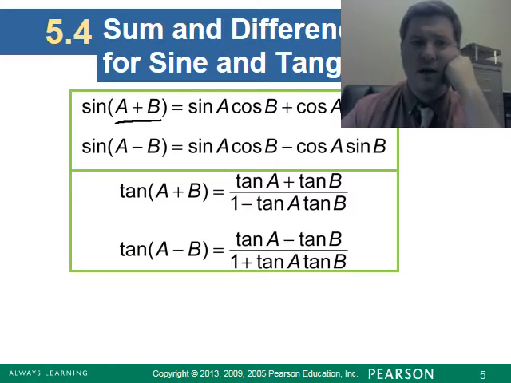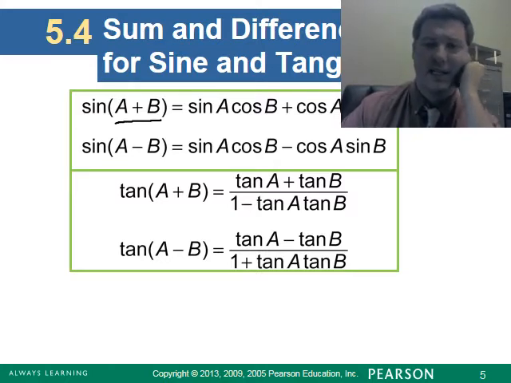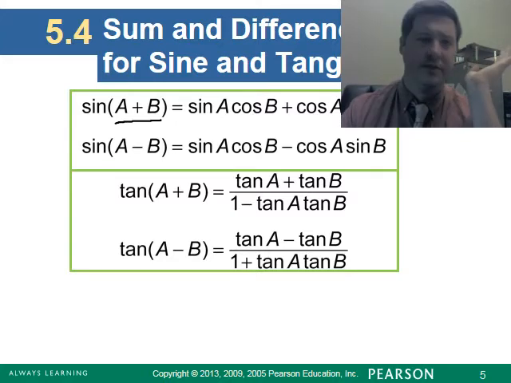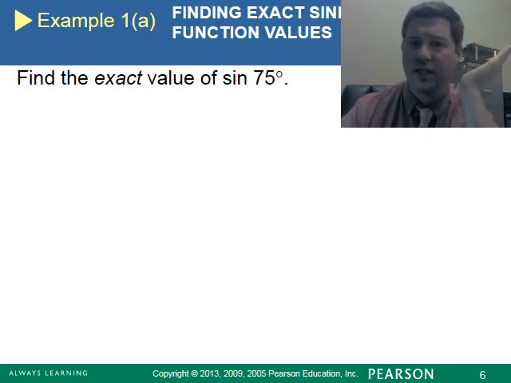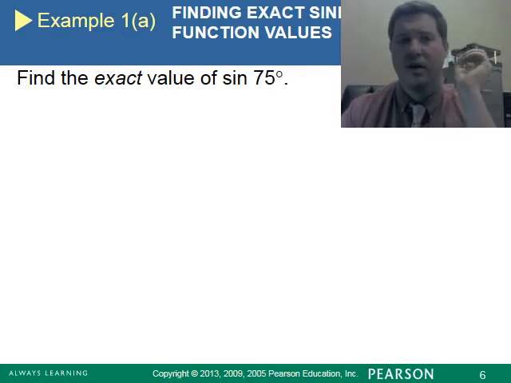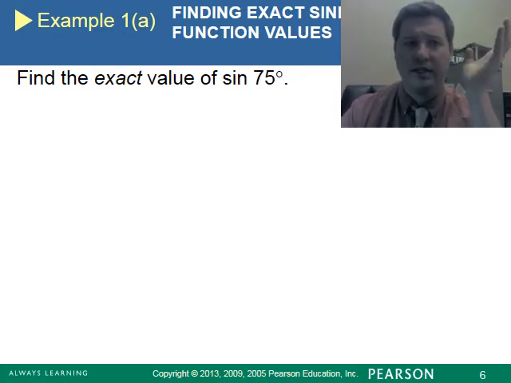The last section was cosine. This section is sine and tangent. There's very little difference here. So I'll just quickly look at this example: find the exact value of sine of 75 degrees. Well, 75 degrees is 45 plus 30.